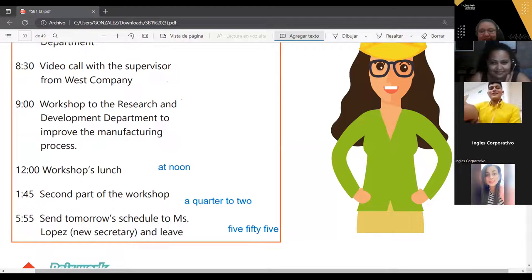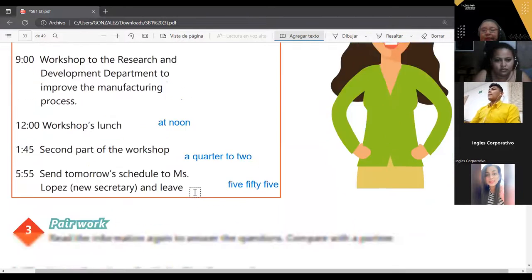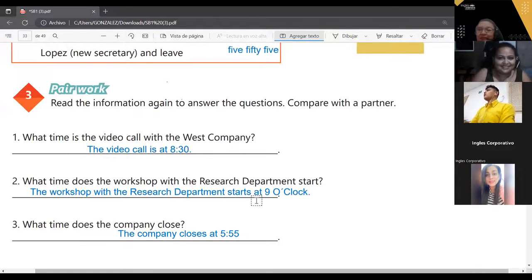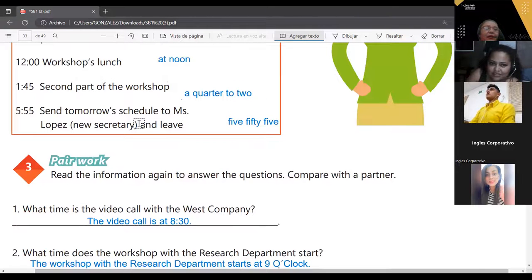Yes, high definition. Okay, listen, in the last question, do you have the answer for the last question? ¿Tienen la respuesta para la última pregunta? No, the company doesn't close at 5:55. En esa teníamos dudas. Por eso les dije que era reading comprehension y que iba a haber una en la que iban a tener dudas, iban a tener que discutir. Why? Because aquí dice que ya, okay. Yes, but listen.